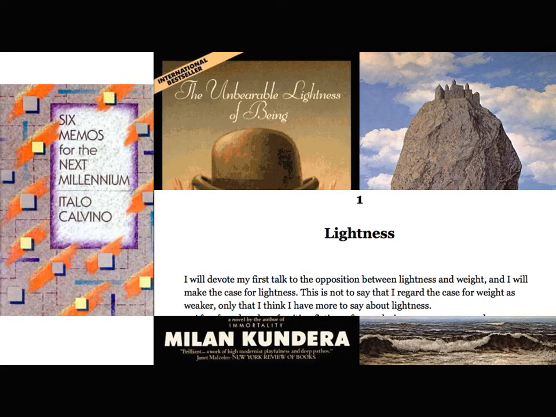Now, this is the first paragraph of Italo Calvino, chapter 1 in Lightness. He says, "I will devote my first talk to the opposition between lightness and weight, and I will make the case for lightness. This is not to say that I regard the case for weight as weaker, only that I think I have more to say about lightness."